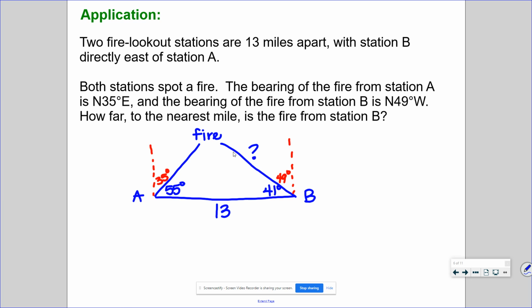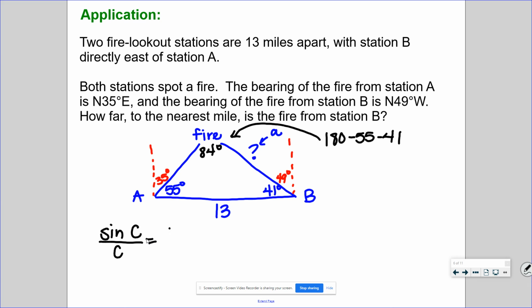If you look at our triangle setup, it appears that we have angle A, and this is a cross. So this would be like A in our formula, our law of sines equation. This angle is not given, but we can do 180 minus 55 minus 41 to find this missing angle measurement. So that missing angle measurement is going to be 84 degrees. And that means that this would be opposite of that. So kind of like C and C. So I'm going to write sine of C over C equals sine of A over A.